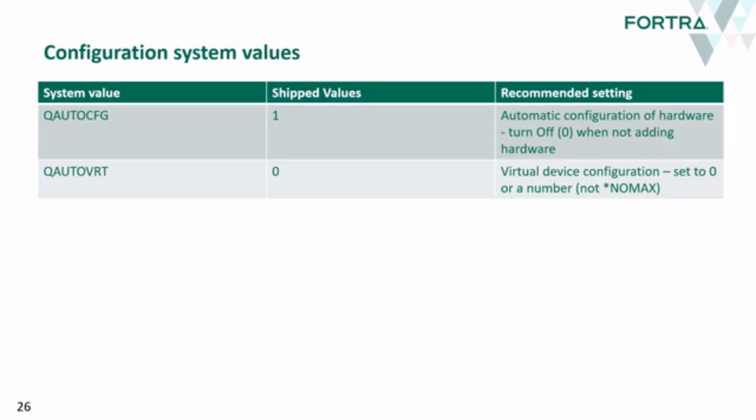The auto-vert is actually shipped at 0, so you've got to turn that on to start generating those virtual devices. We do suggest setting this to a number, 500, 1,000, whatever's right for your environment, so that you aren't susceptible to a DDoS attack where somebody starts generating device after device after device, and that can overwhelm the resources on your system and prevent you from having access to the system.